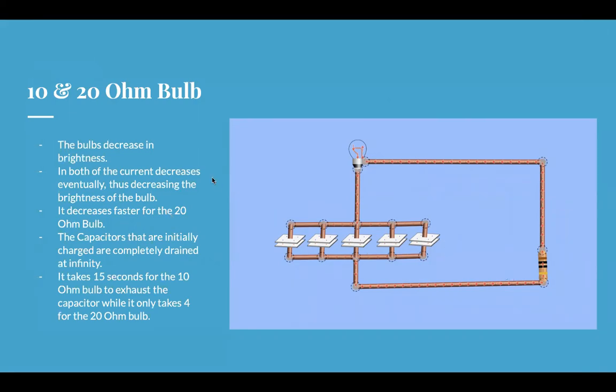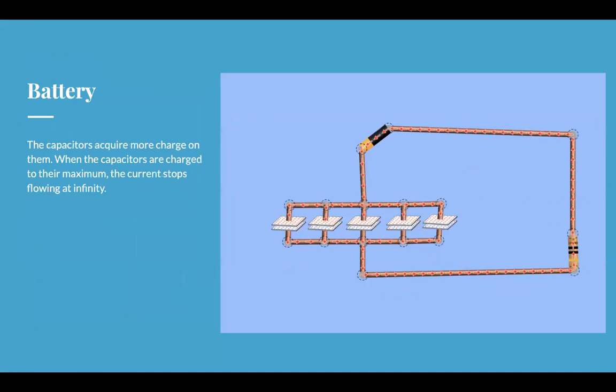We basically see that for the 10 and 20 ohm bulb, the current decreases. It decreases faster for the 20 ohm bulb. On average, it takes around 15 seconds for the 10 ohm bulb to exhaust, while it only takes about 4 seconds for the 20 ohm bulb to exhaust.